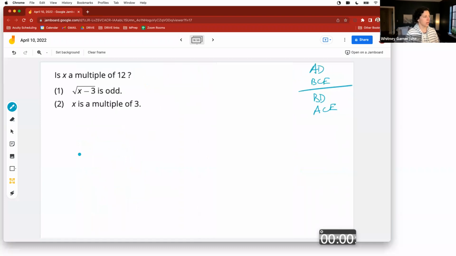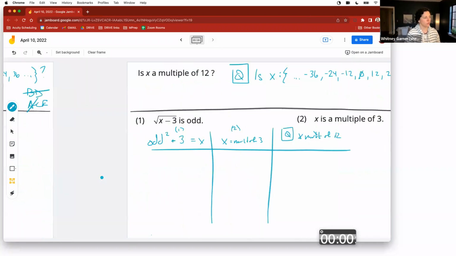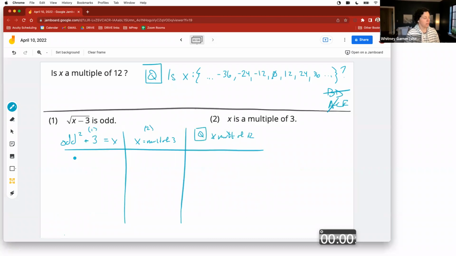So I'll start with the odd number 3, instead of writing down the odd number 1. If the odd number is 3, then 3 squared, 9 plus 3, X is 12. X is a multiple of 3. That's true. Is X a multiple of 12? Yes, it is. So I got a yes answer.